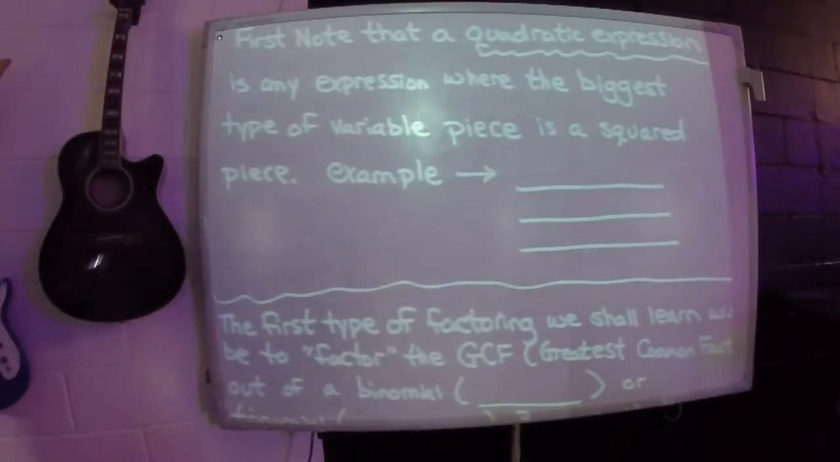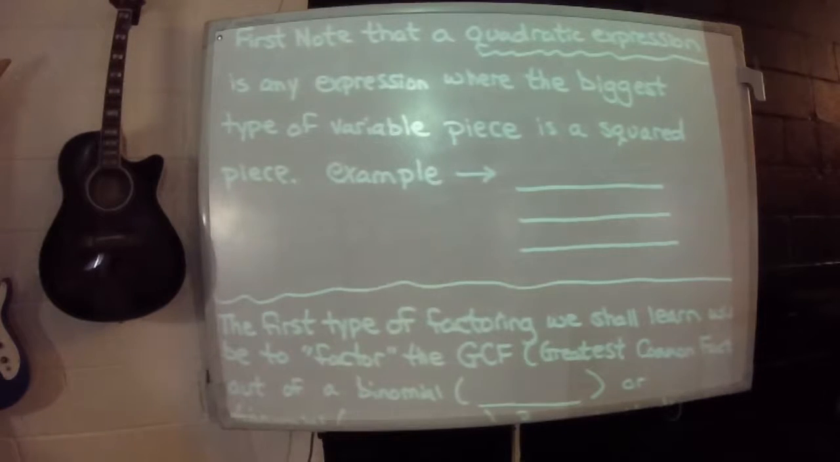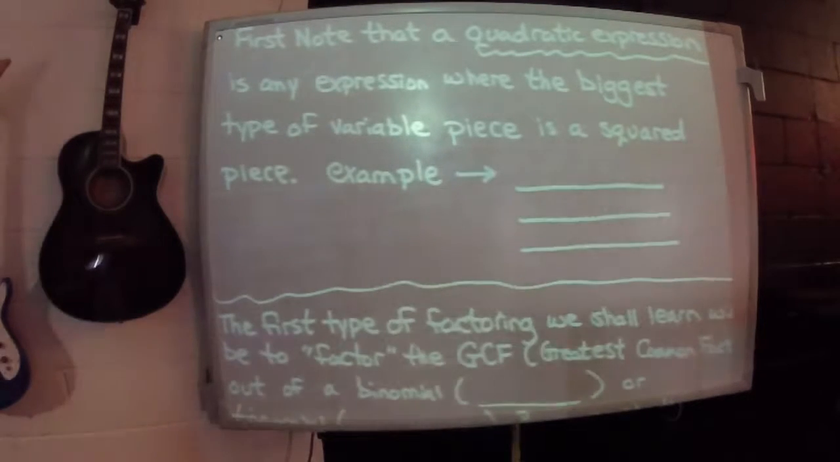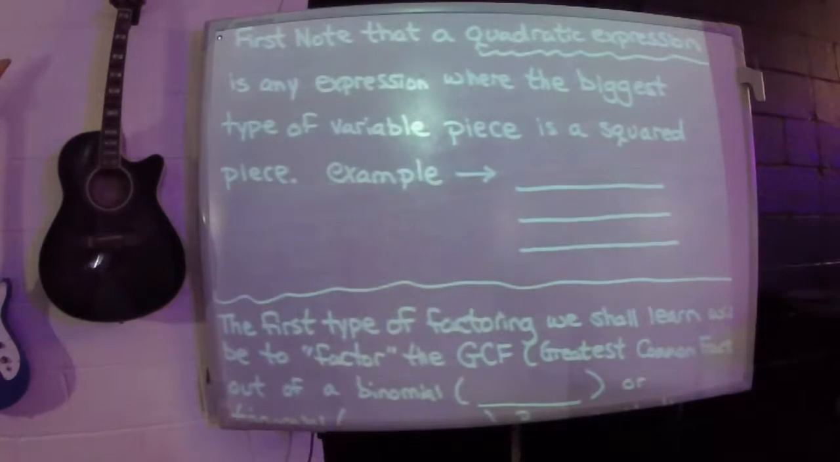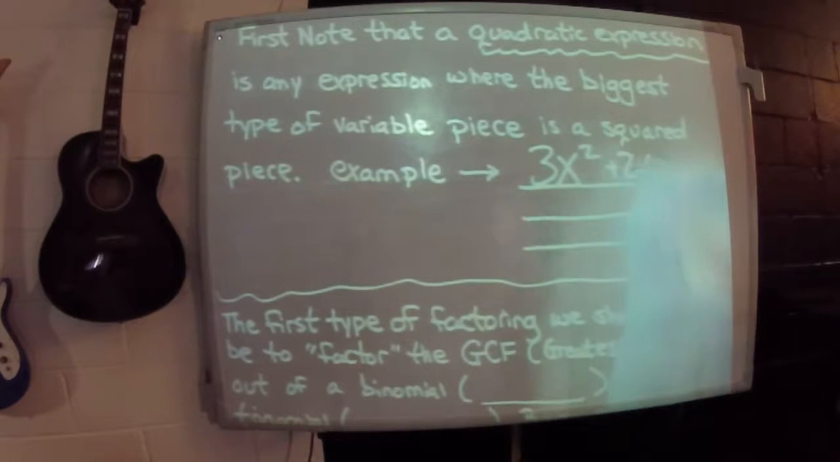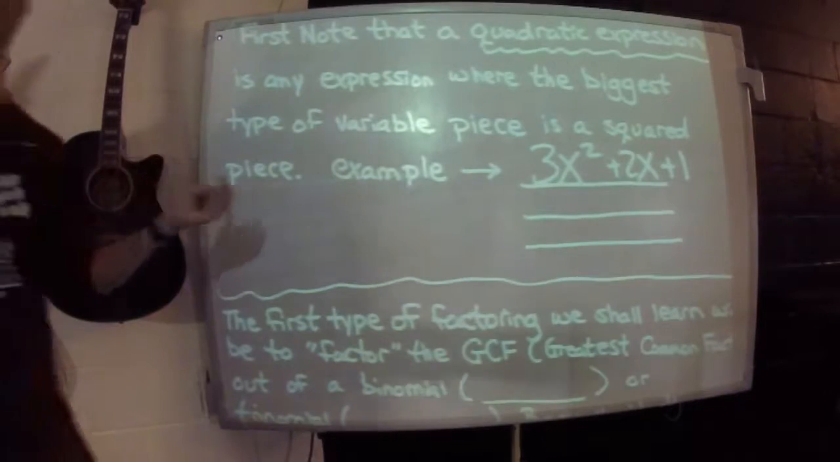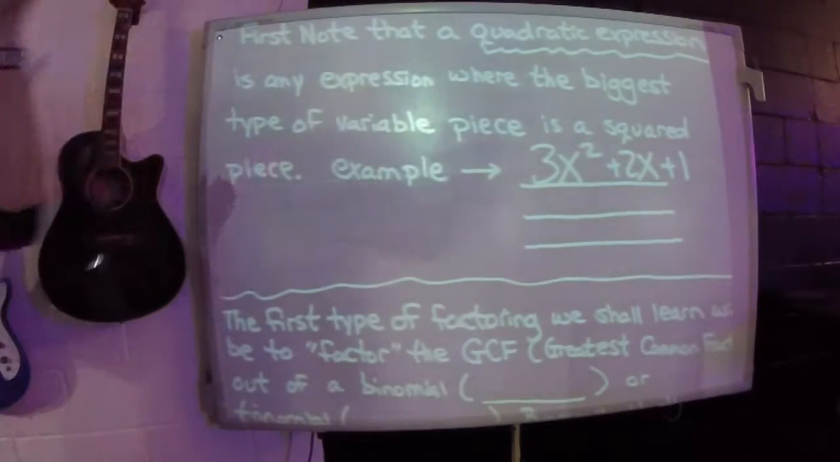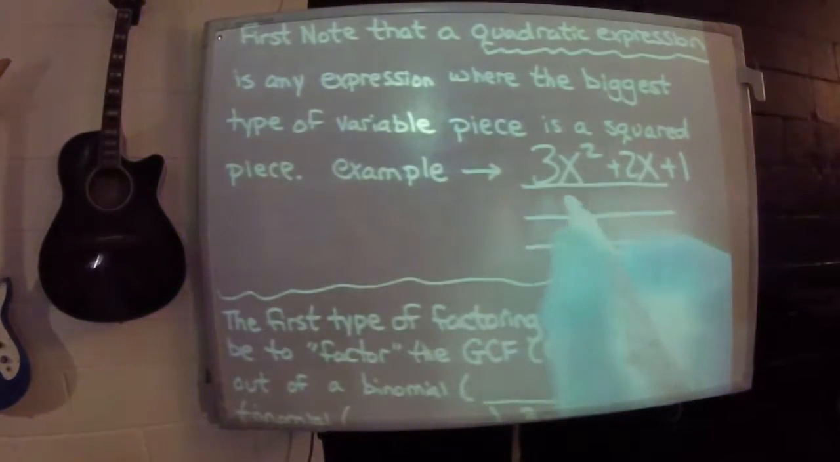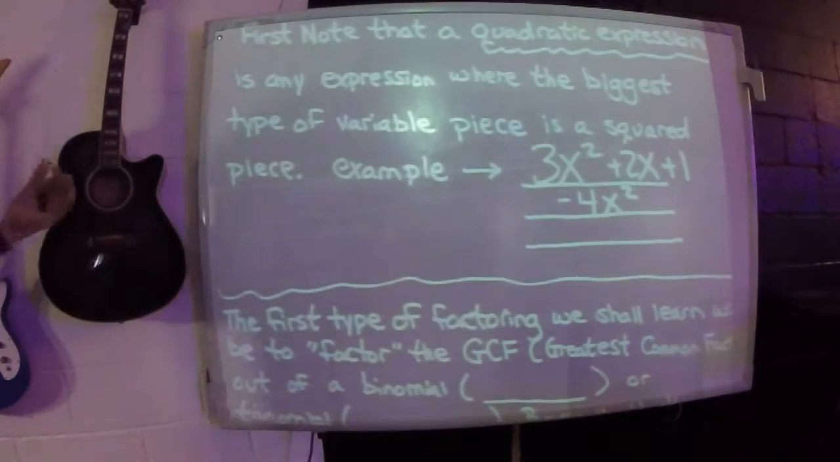First note, a quadratic expression is any math expression, any algebra expression where the biggest type of piece you have is a squared piece. So you will have something like 3x squared plus 2x plus 1. When we've been multiplying those binomials, we've been making quadratics. You just didn't know what that was. It doesn't have to have all three pieces though. It could just be negative 4x squared. It's quadratic because it's an x squared piece.